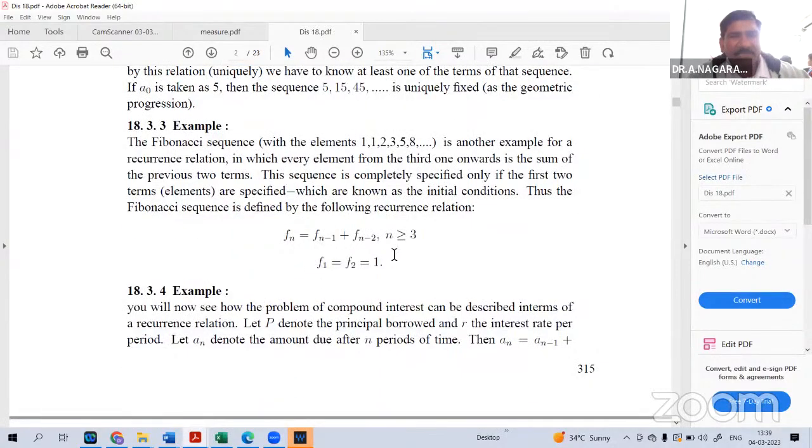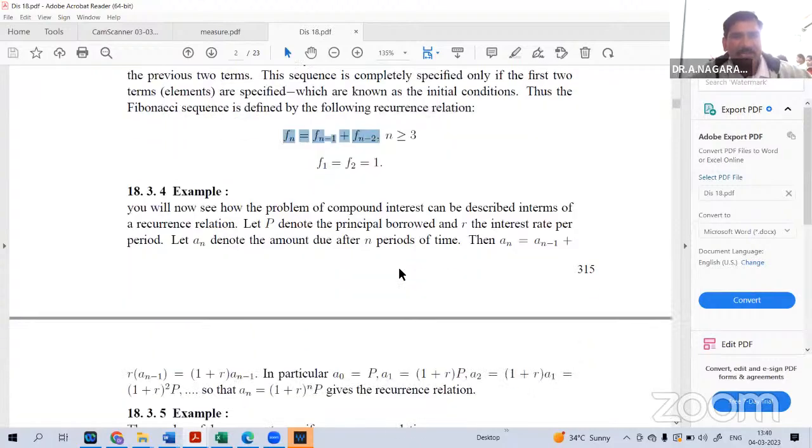Now coming to another example, the Fibonacci sequence. This is the Fibonacci sequence: 1, 1, 2. 1 plus 1 equal to how much? 2. 1 plus 2 equal to 3. And 2 plus 3 equal to 5. And 3 plus 5 equal to 8, this is 18.3.3. So this kind of addition is one of the relations. That relation is a recurrence relation. We call the Fibonacci sequence a recurrence relation. The formula for the function is Fn equal to Fn minus 1 plus Fn minus 2. This is the overall idea.